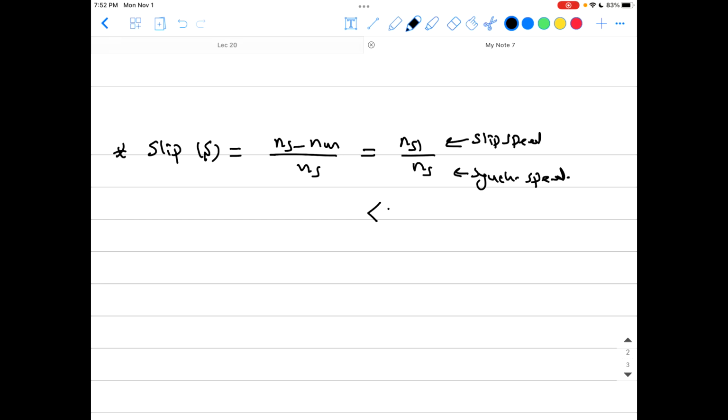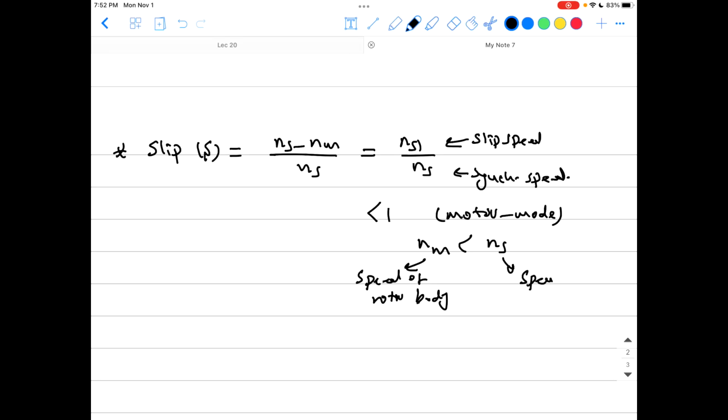So this slip value is less than 1, and let us say that is only for motor mode. We're more concerned about the motor mode of this machine, but when we talk about the generation mode, it will change a little bit. But for now, no. So the slip is less than 1 because the mechanical speed is less than the synchronous speed. The mechanical speed is the speed of the rotor body and winding, of course, while the synchronous speed is the speed of the stator and rotor fields. Okay, guys?